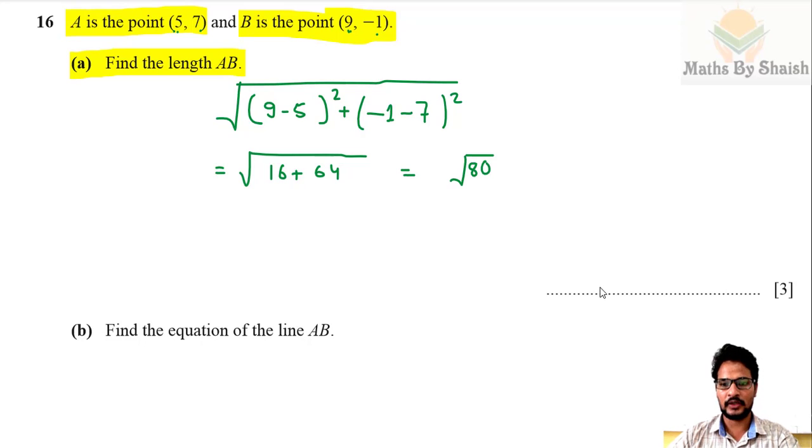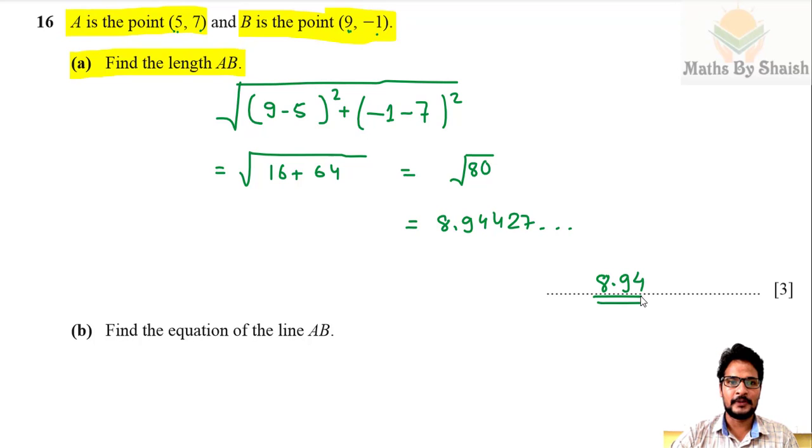And now we can calculate this from the calculator. Root 80 is 8.94427 and so on. So we can write it to 3 significant figures, that is 8.94, and that's the length of AB. Now we have the next question as part b. Find the equation of the line AB.